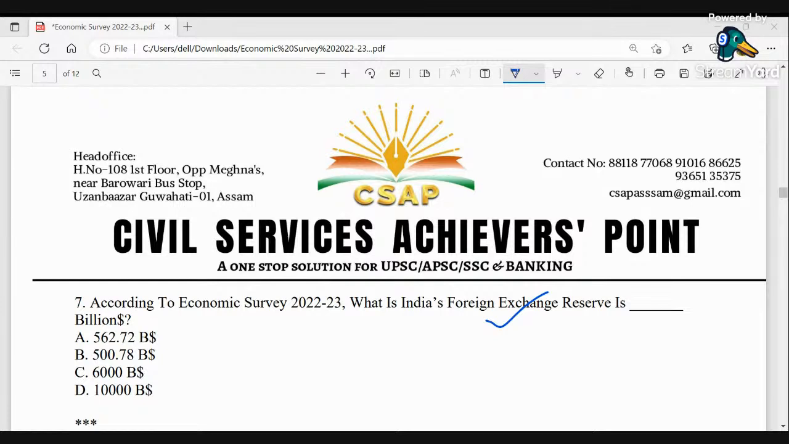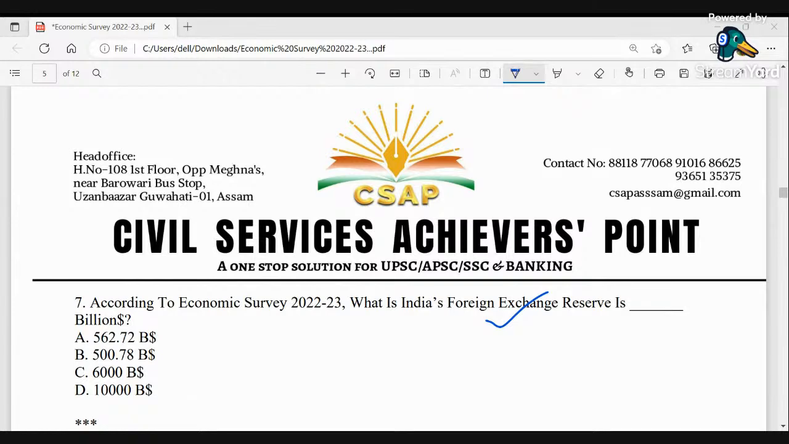in US dollars. So today, if I talk about India's foreign exchange reserves, India directly holds these reserves in the form of foreign currency assets, gold reserves, special drawing rights, and reserve position with the International Monetary Fund. So these four things are included in our forex reserves.